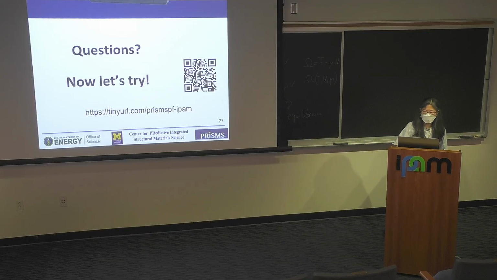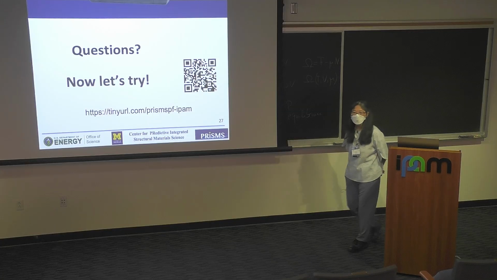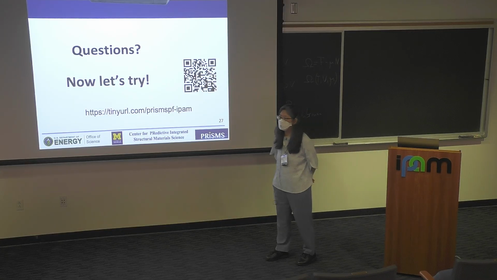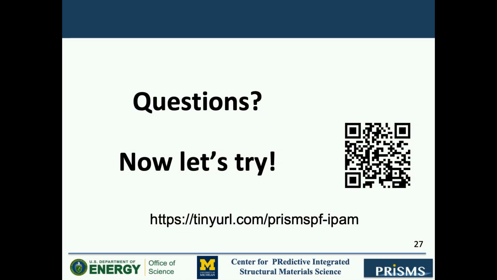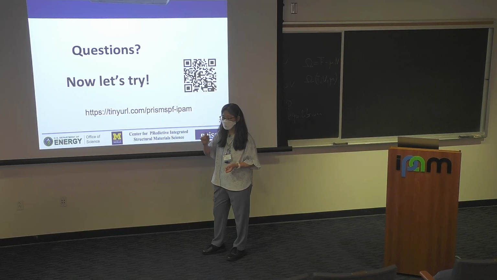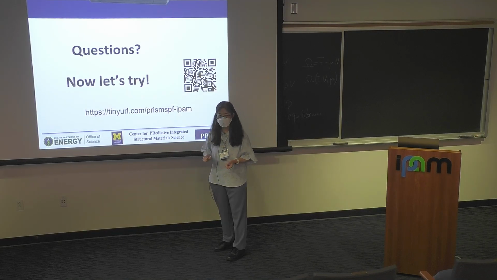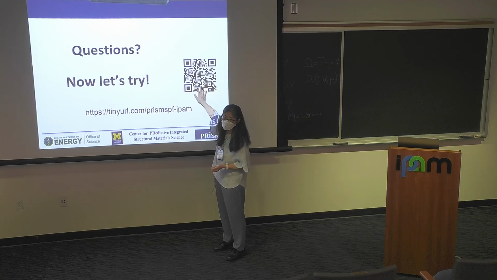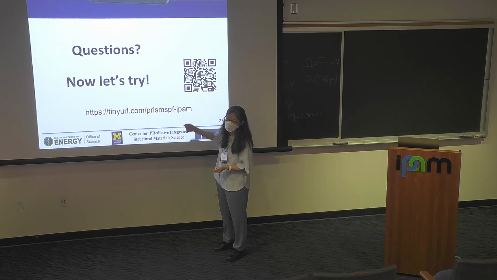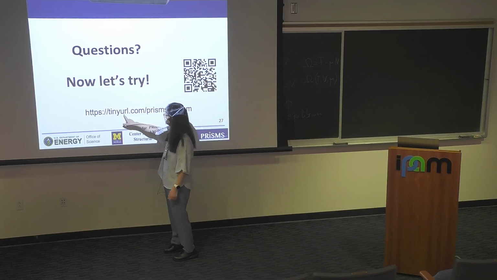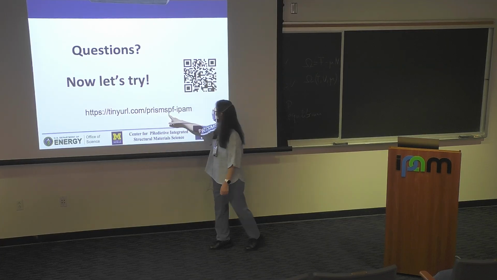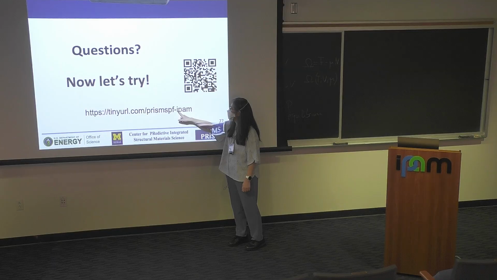Okay, so that's it for the background. Any other questions? Sorry it took too long, but now we can try it. If you go here, there is a GitHub page that tells you step by step what you can do to run it. Either you can scan the QR code using your phone and then copy that over to your computer, or type this in: tinyurl.com, PRISMS-PF-IPAM.